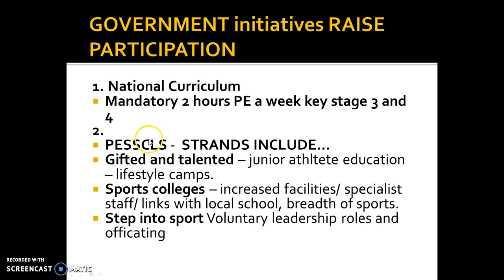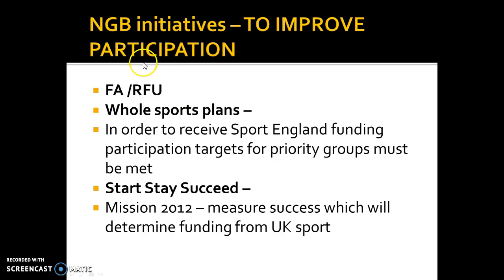Okay, so what is it that national governing bodies do? Remember, national governing bodies are things like the Football Association, the Rugby Football Union, the Amateur Swimming Association and the Amateur Athletics Association. These national governing bodies have certain roles or initiatives to improve participation, and the key initiative they use is something called a whole sport plan. For each sport they have their own plan: a football plan, a rugby plan. If they're going to receive funding from Sport England for community sport, they have to hit participation target figures for priority groups.